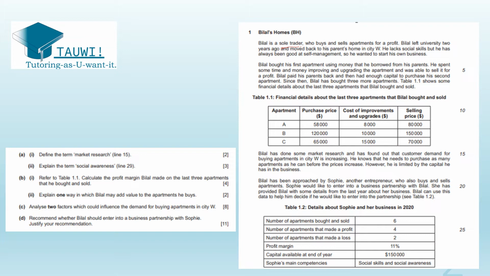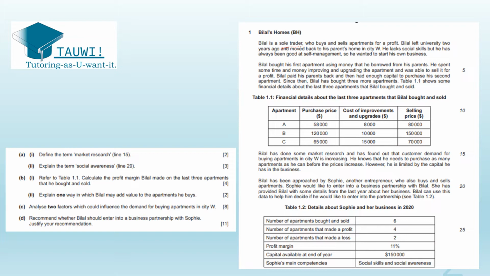He left university 2 years ago and moved back to his parents' home in City W. He lacks social skills, which means he doesn't talk easily with people, but has always been good at self-management. So he wanted to start his own business. Bilal bought his first apartment using money that he borrowed from his parents. He spent some time and money improving and upgrading the apartment and was able to sell it for a profit. Good. He paid his parents back and then he had enough capital to purchase his second apartment.